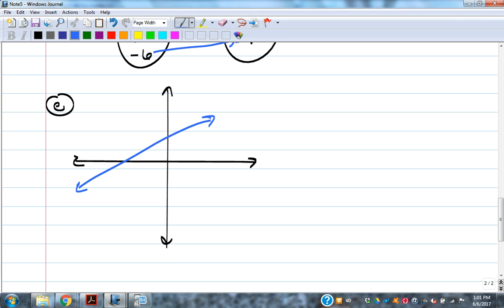Now, that blue line that I've got drawn there is a relation. It represents a whole bunch of ordered pairs. Okay? You wouldn't be able to list all of the ordered pairs that it represents. So there's got to be a better way to determine if that is a function or not. And there is. There's this thing called the vertical line test.